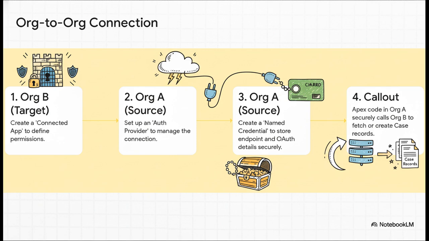Then, in our main system, Org A, we set up an Auth Provider and a named credential. This is the magic part. It securely bundles the destination address and our hotel keycard, the OAuth details, all in one safe place. Now, our Apex code in Org A can securely call Org B to get or create records, and not a single password or secret key is ever exposed in the code.